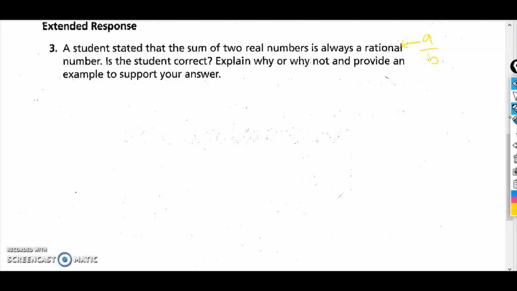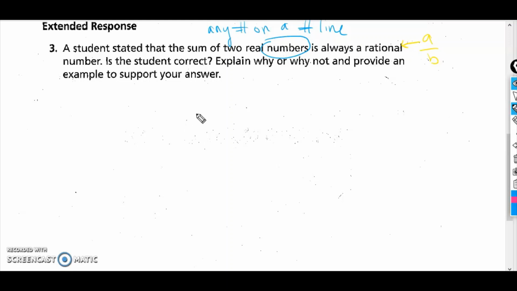So real numbers are any numbers you can think of on the number line. So let me read this. So real numbers, any number on a number line that you've covered so far. There are numbers that are not on a number line that we've used, such as imaginary numbers, but we're not worried about those. So are any two real numbers always going to be a rational number?